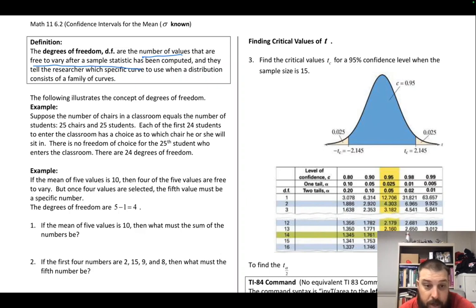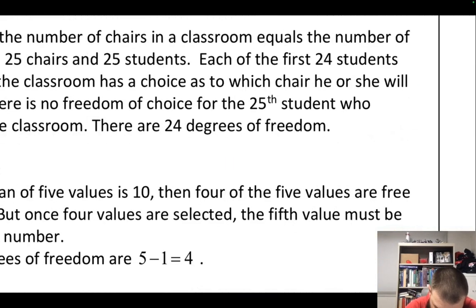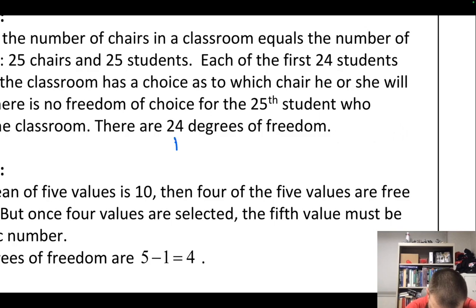Suppose the number of chairs in a classroom equals the number of students: 25 chairs, 25 students. Each of the first 24 students to enter the classroom has a choice of which chair he or she will sit in. There's no freedom of choice for the 25th student who enters the classroom. There are 24 degrees of freedom, because the 24 students had a choice. The 25th student sits in the last remaining chair, and so they did not have a choice.